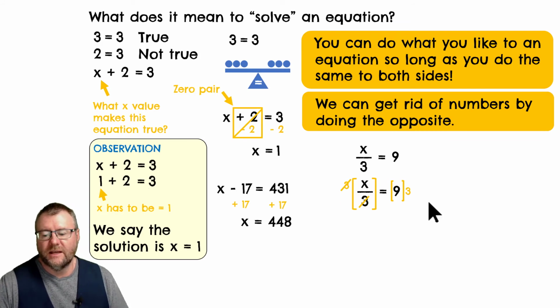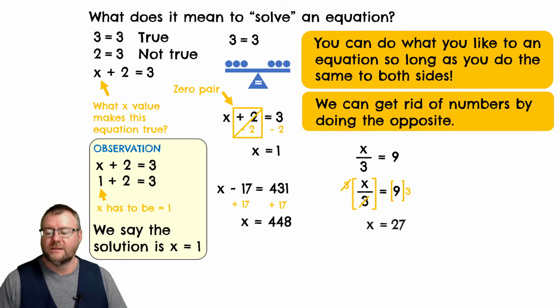So I've got x on the left-hand side. I've got 3 times 9 on the right-hand side. So my solution is x equals 27. I multiplied by 3 because that was the opposite of dividing by 3.